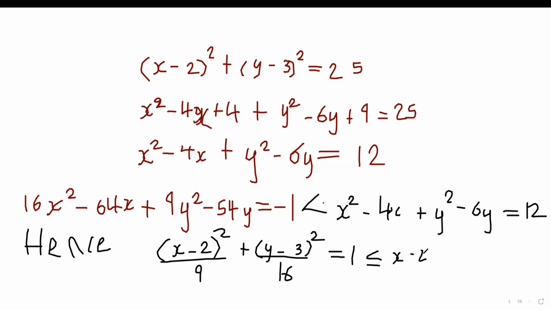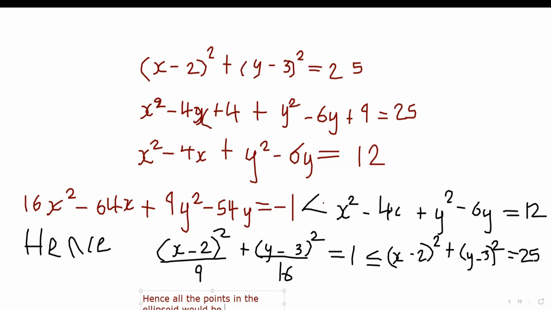This circle, which was x minus 2 all square plus y minus 3 all square, which is 25. So then you can tell them, hence, all the points in this ellipsoid are in this circle. You can tell them that as a conclusion. Hence, all the points in the ellipsoid would be in that circle. All right, so it is true.